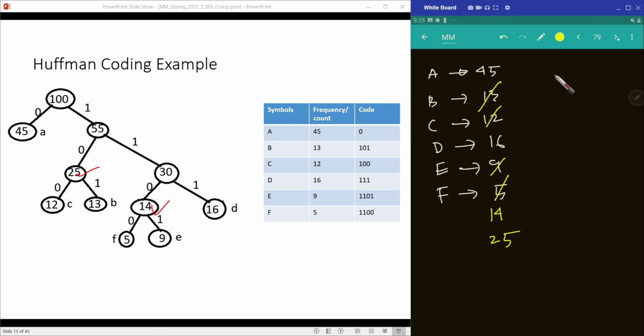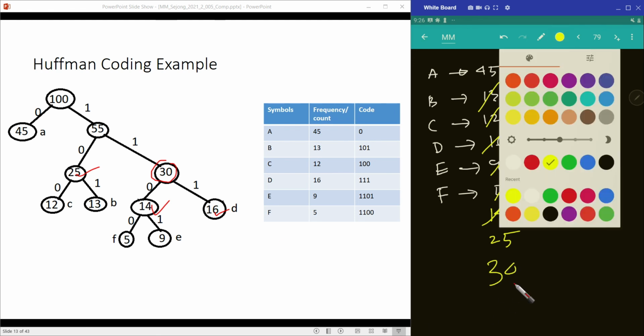Now again we search in the new list for the minimum 2. The minimum 2 now are 16 and 14. You see, we already have this 14 here, and this 16 is new. Because 14 is lower than 16, we keep 14 on the left side and take 16 on the right side. Now we add these together and we get 30. Now we eliminate this 16 and 14, and this 30 is the new number in the list.